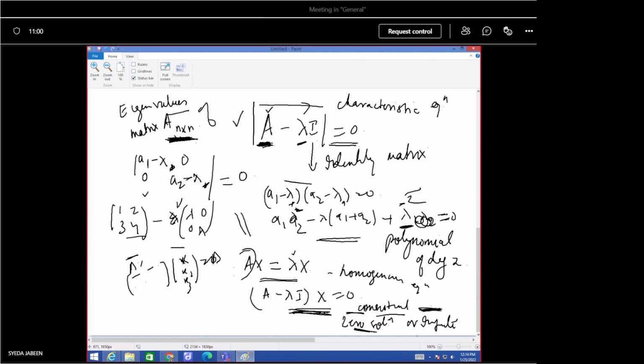Now we have to find for what value of lambda we are having a non-zero solution. Okay, we have to find those values of lambda for which we get a non-zero solution. And those values of x will be called the eigenvectors of the eigenvalue lambda.